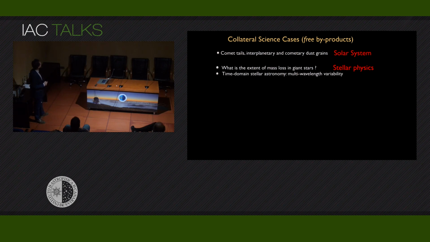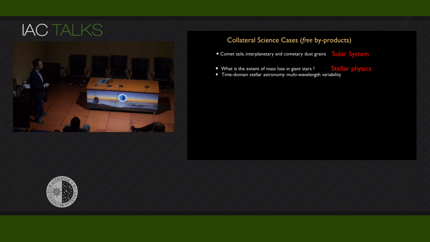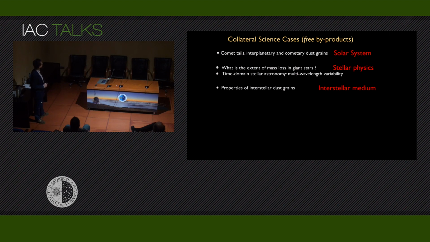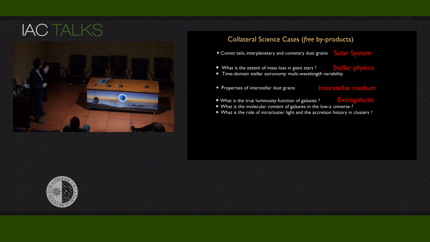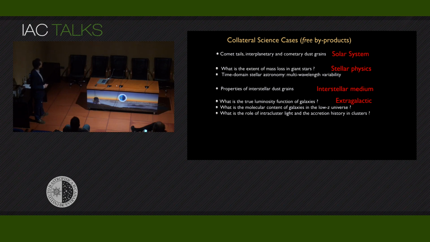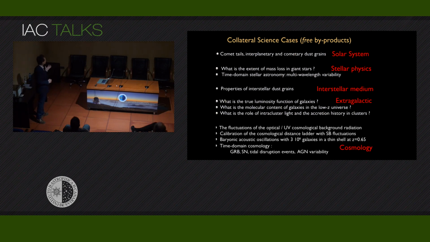So for instance, mass loss in giant stars, those are the episodes that are enriching the interstellar medium in metals, and this has been detected in low surface brightness by both Akari and GALEX. You can also do time domain stellar astronomy simultaneously from the UV to the optical. You can also do the cirrus and the properties of those grains through scattering. In extragalactic science, of course, you do the actual luminosity function of galaxies, things which are extremely new, like the warm molecular content of these galaxies, and of course the intracluster light in clusters. And you can also do, of course, cosmology.